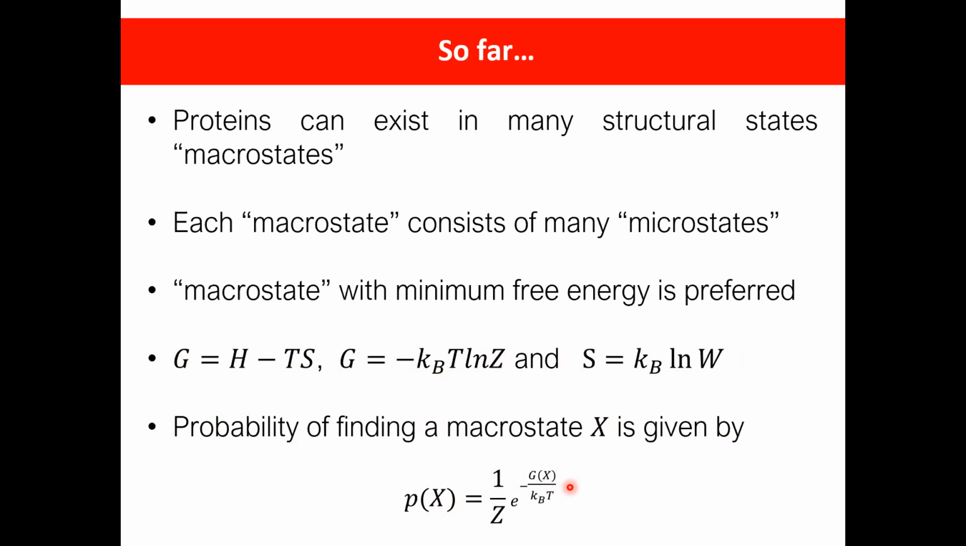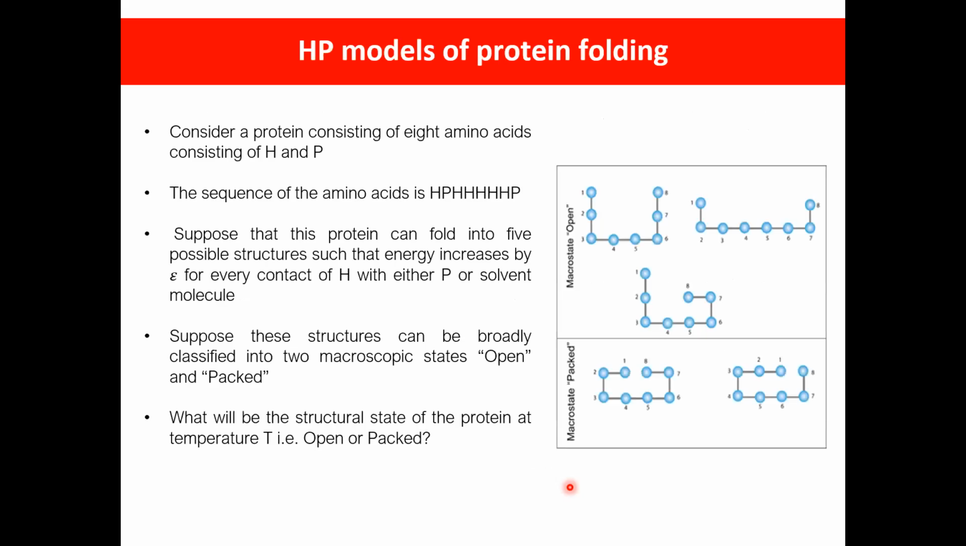Okay, so now with all of this background, let's look at one simple model of protein folding, which is the HP model of protein folding. As I said in the beginning, I will consider that all known proteins can be broadly classified into two classes: hydrophobic and polar. This model is called the HP model because we consider that a protein consists of only two types of amino acids. Hydrophobic ones would like to be away from water, and polar ones would like to be in touch with water.